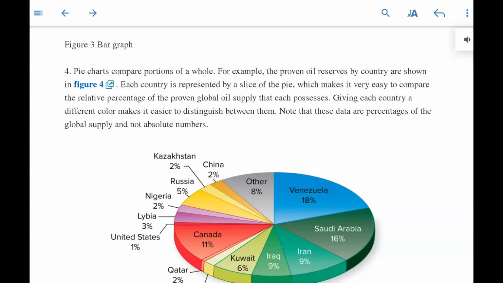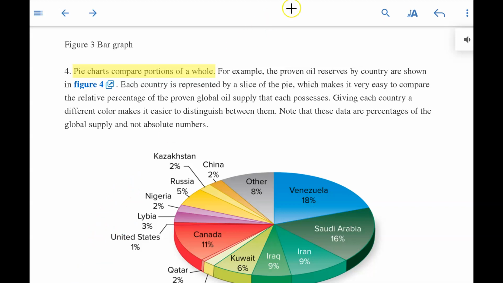And the third type of common graphs that we are going to experience very often are so-called pie graphs or pie charts that compare portions of a whole. And so obviously you're familiar with pies, and everybody probably has their own favorite pie. Some people like blueberry pie, and some people like apple pie, or whatever your favorite pie is. But in science, pies are not edible. Pies are actually charts or graphs, and they represent portions of a whole.